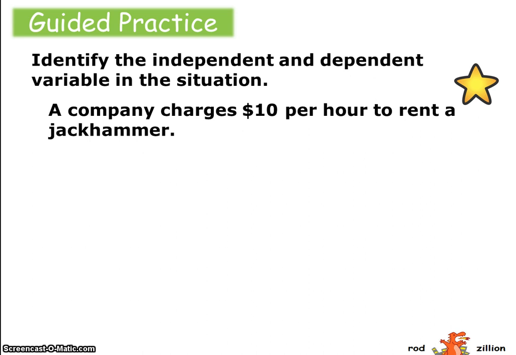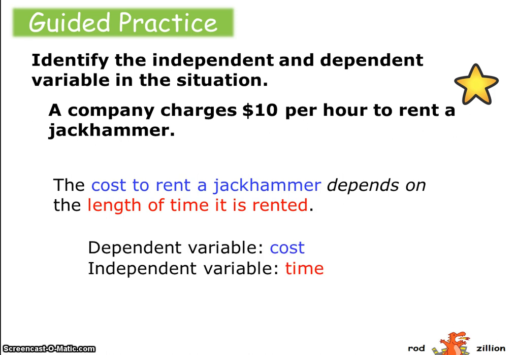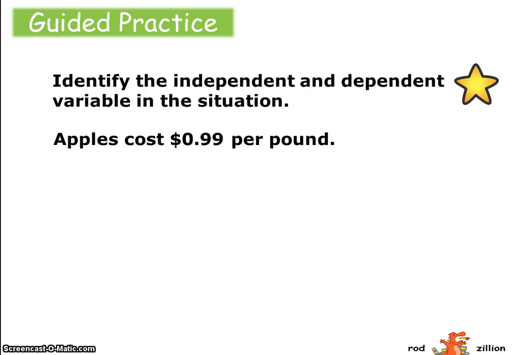Okay, welcome back. Hopefully you identified that the cost to rent the jackhammer depends on the length of time it is rented. The longer you rent it, the more it costs. Consequently, the dependent variable is the cost and the independent variable is time. Try this one. Apples cost 99 cents per pound. Pause.